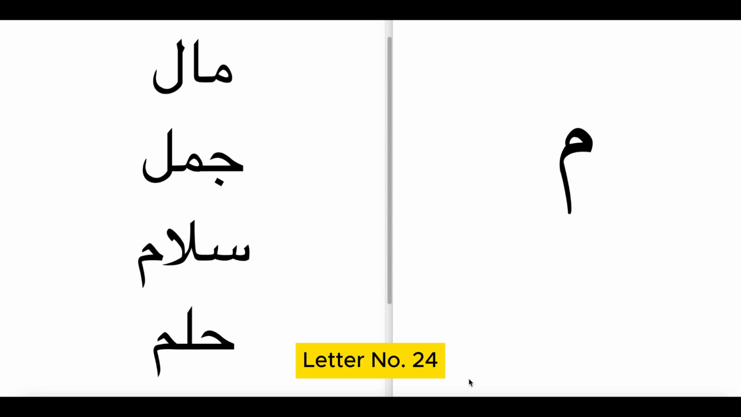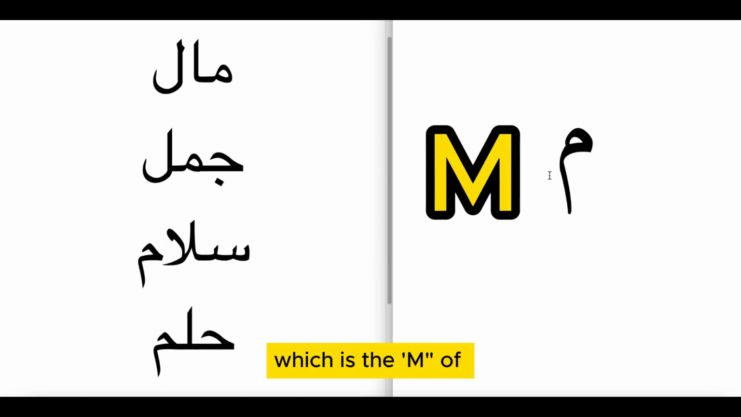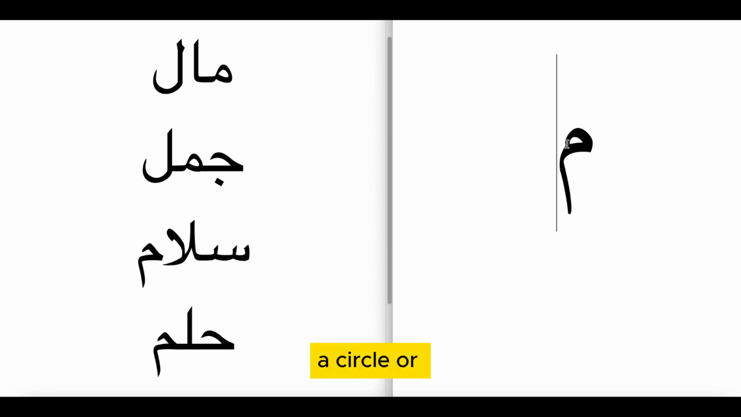Letter number 24. Meem. Not a meme, which is the M of the Arabic alphabet, pronounced like the letter M, plain and simple, ma. It looks more like a circle or a loop with a dangling arm.